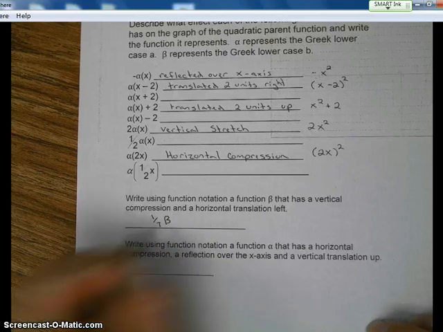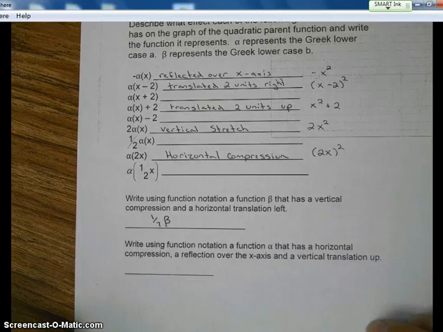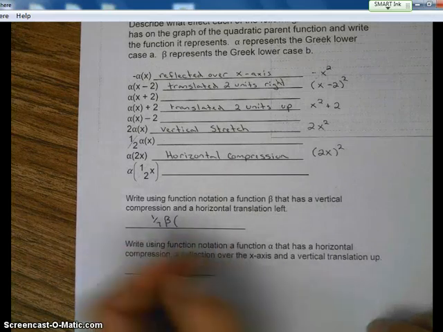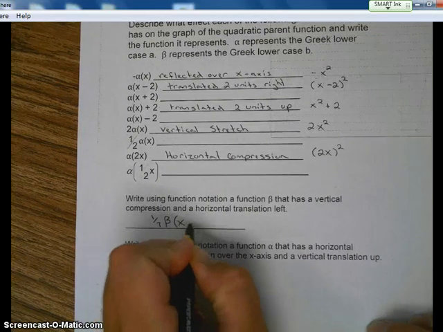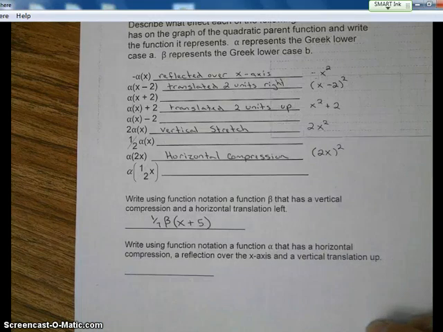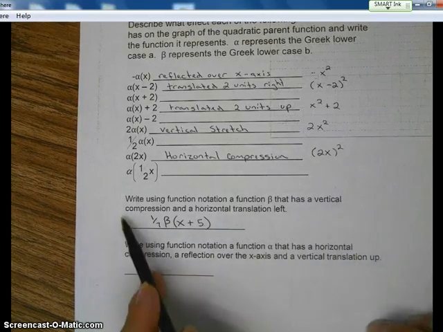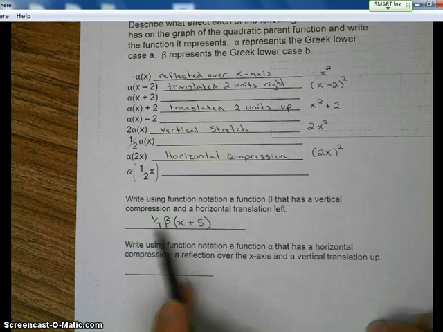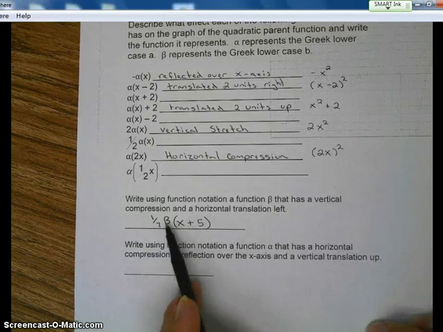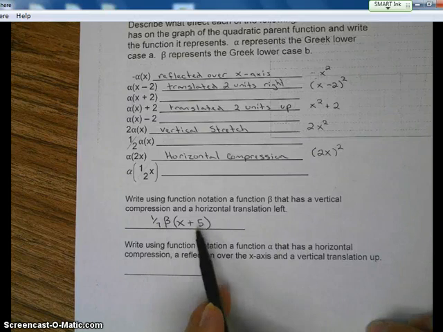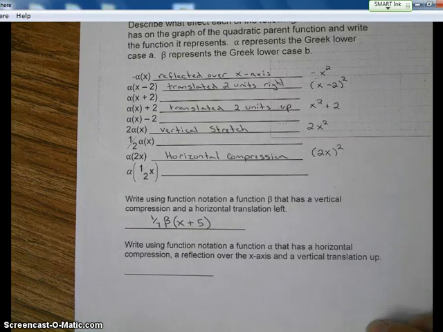beta with a little tail. And then we have a horizontal translation left. So x plus 5. So I just did a vertical compression and a horizontal translation left using function notation. So there's my function beta, there's my vertical compression, there's my horizontal translation to the left.